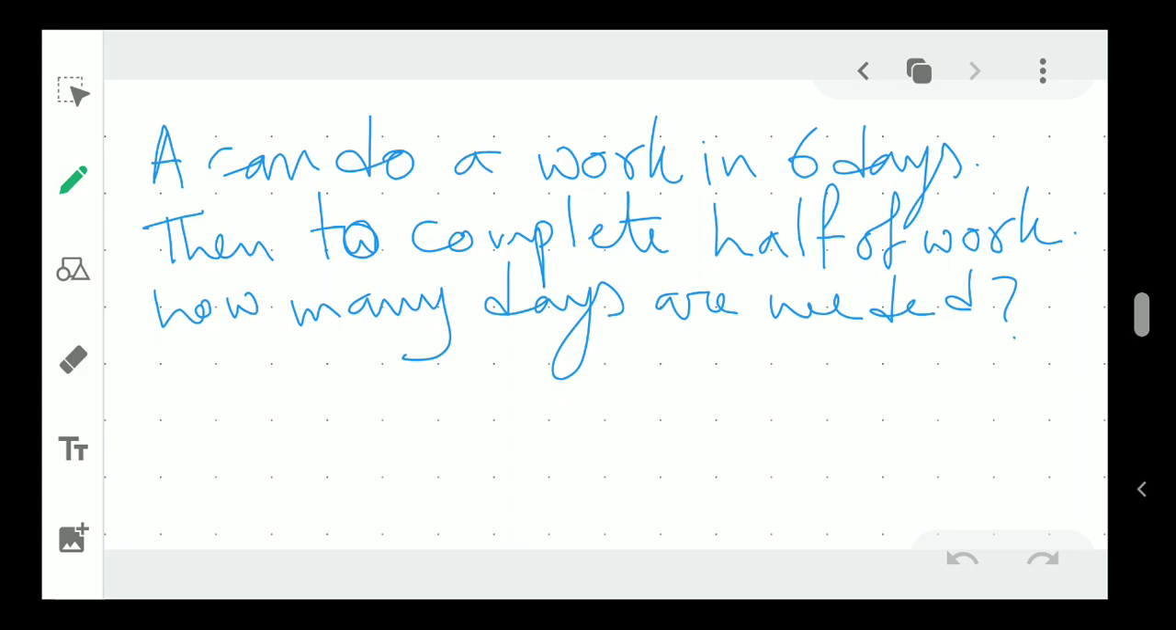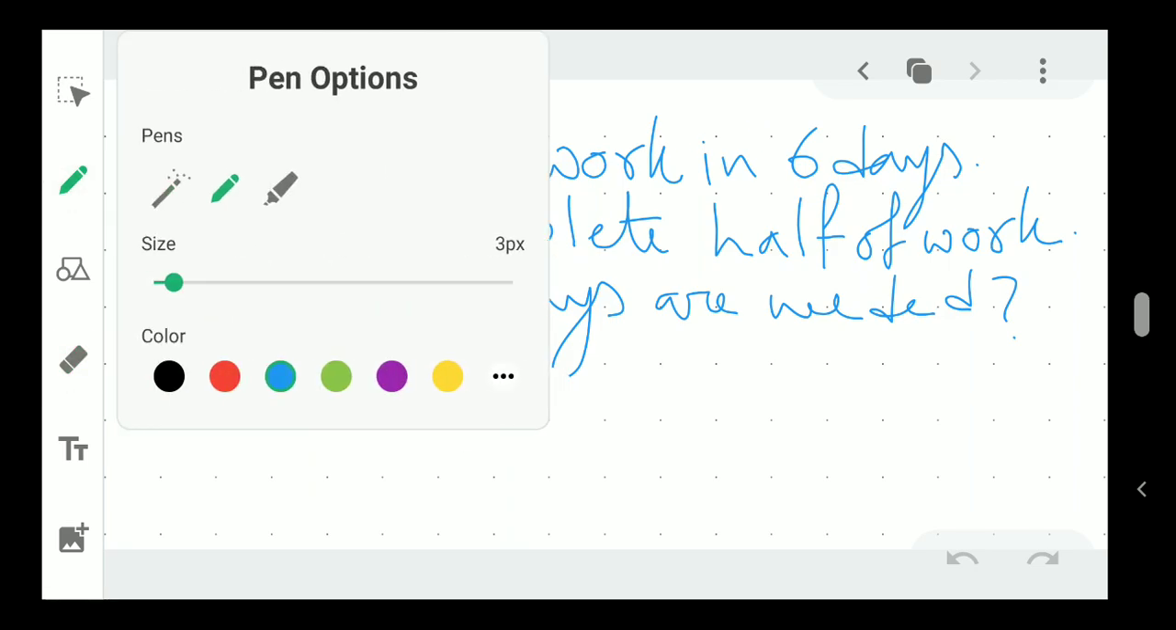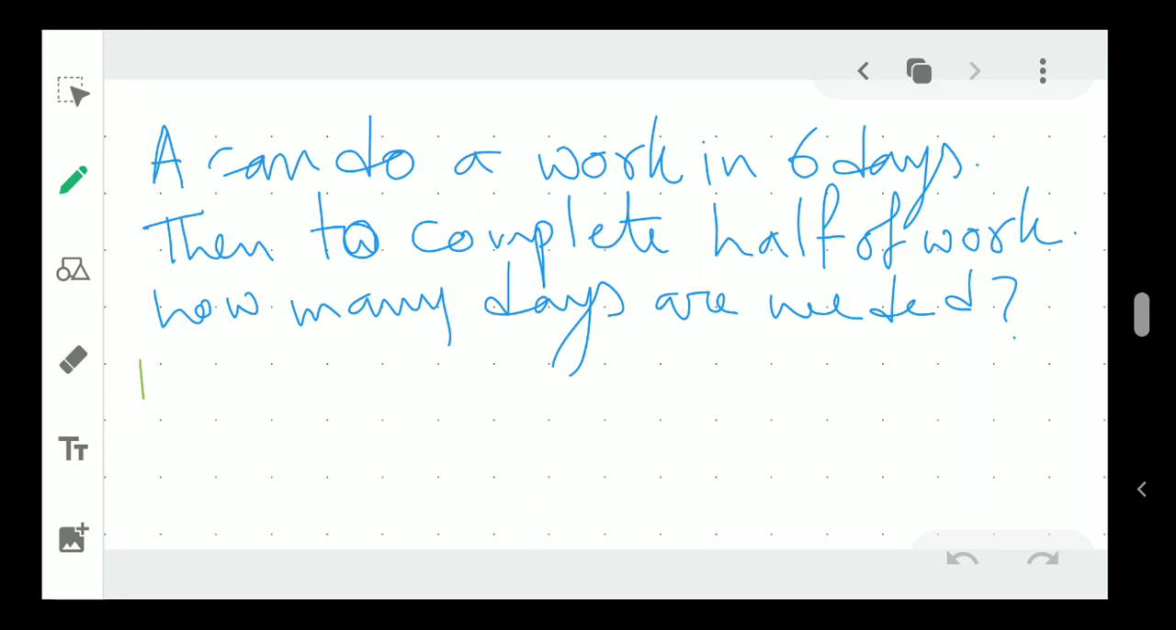So I can say that to do one portion of a work, okay, let me write with different ink. So to do one portion of work, how many days are needed? 6 days are needed.